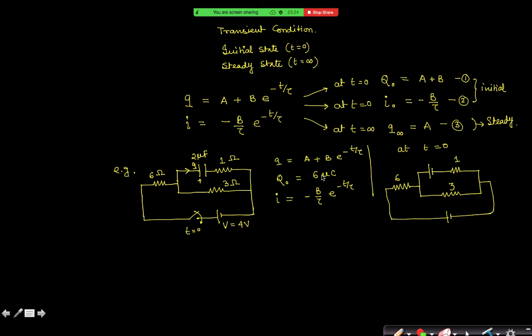3 volt, because Q naught is equal to 6 microcoulomb divided by 2 microfarad, which is equal to 3 volt. And how much voltage is it here? 4. So what will be the current in this branch that I have to calculate as I naught? Yes or no? Yes sir. So let us assume the current in this branch; how can I find it?